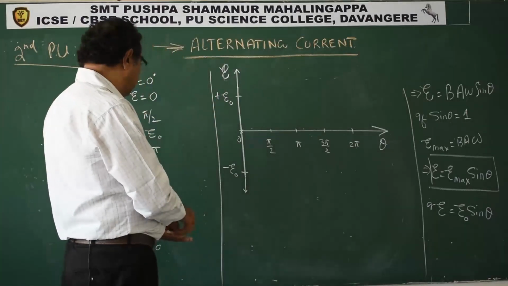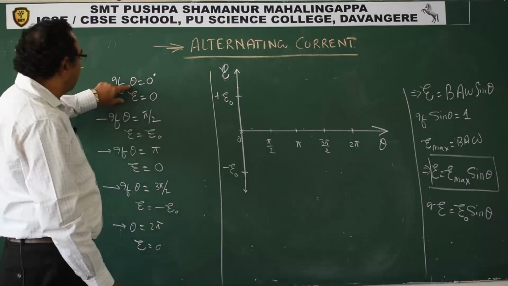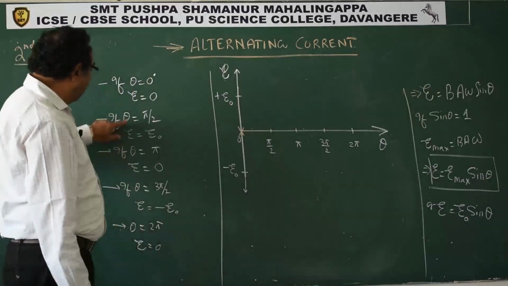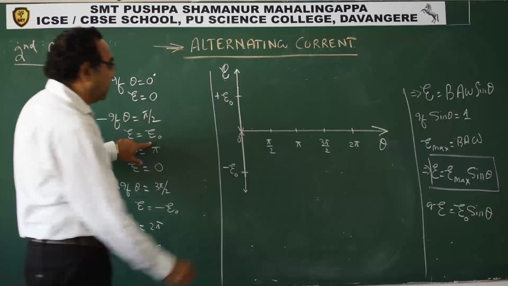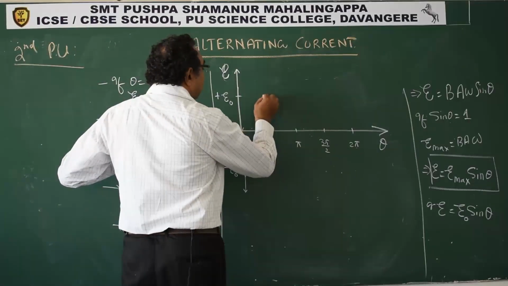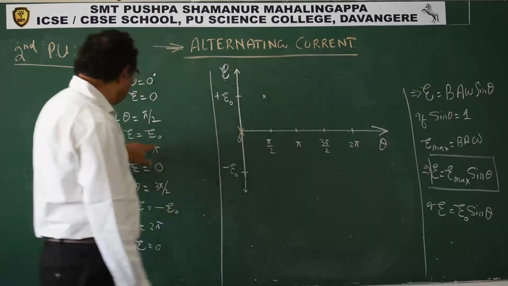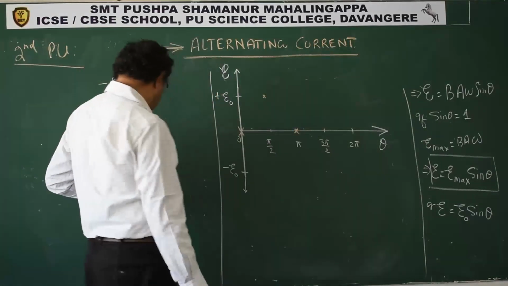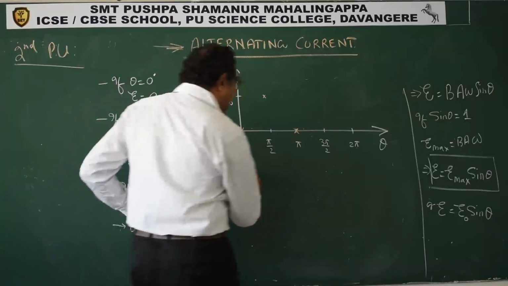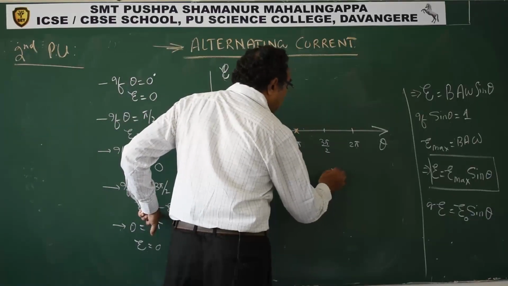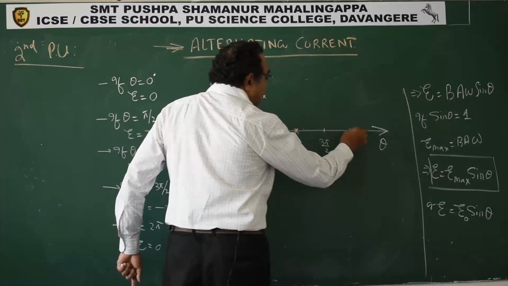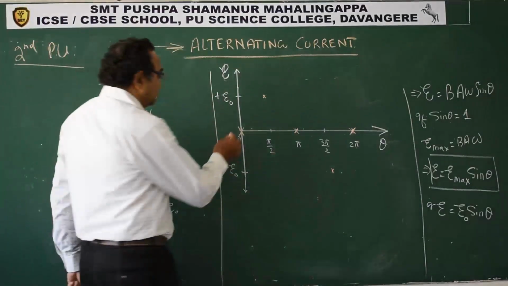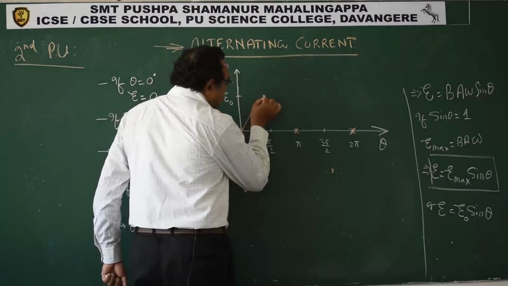Plot the graph. When theta is 0, E is 0. So we are here. When theta is pi by 2, we have plus E naught. When theta is pi, it is 0. We are here. And when it is 3 pi by 2, minus E naught, so we are here. And 2 pi, we are here. Join the points with a smooth curve.